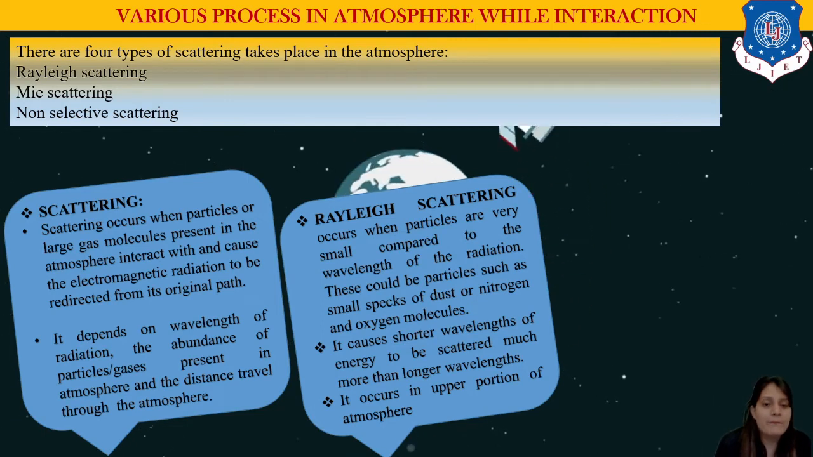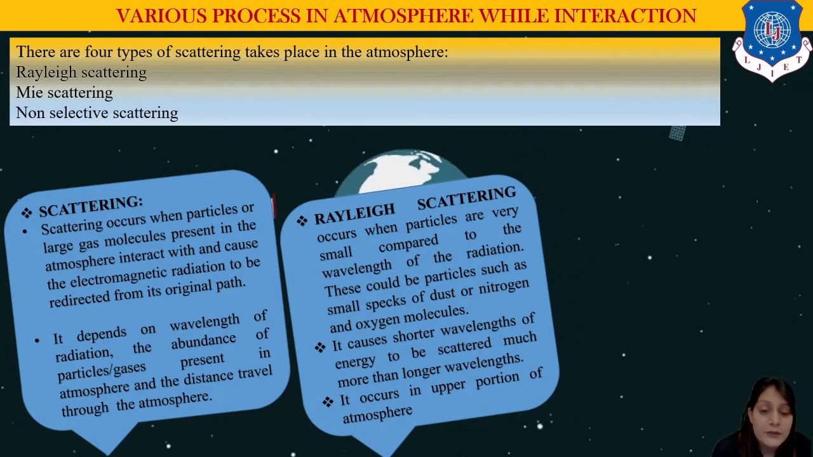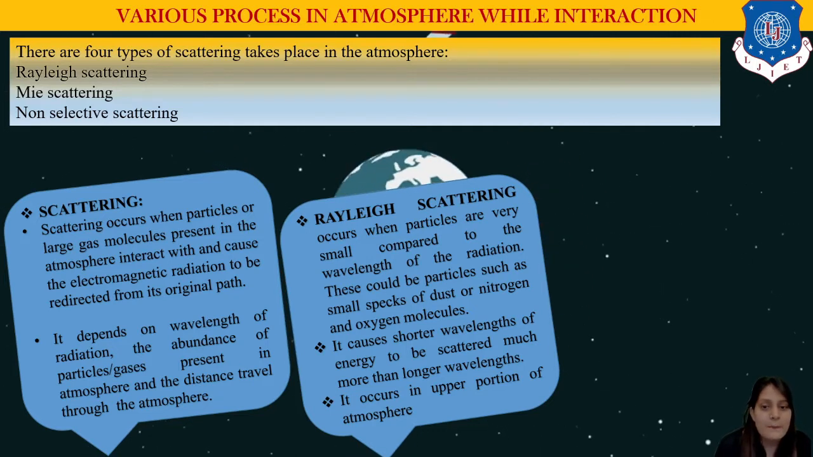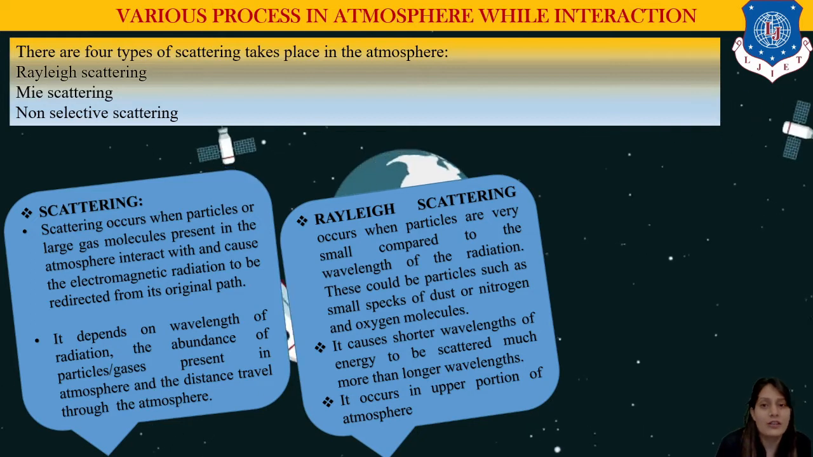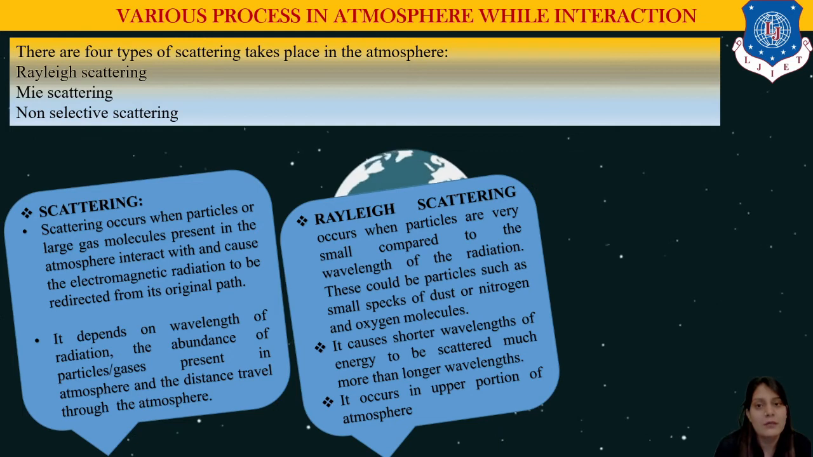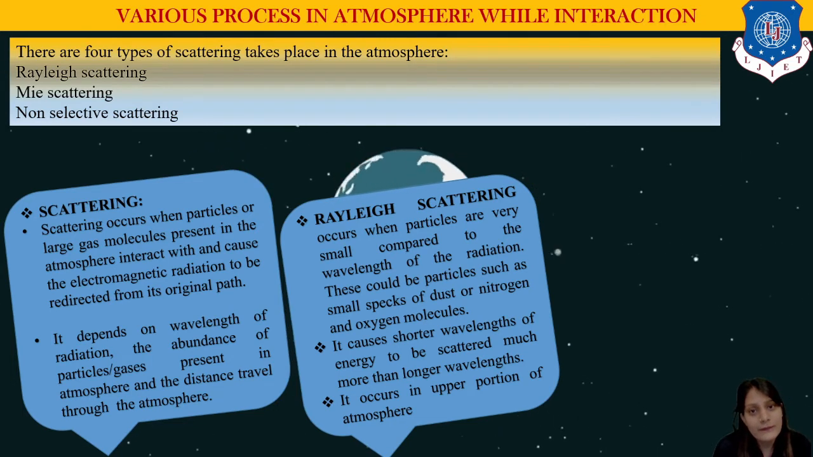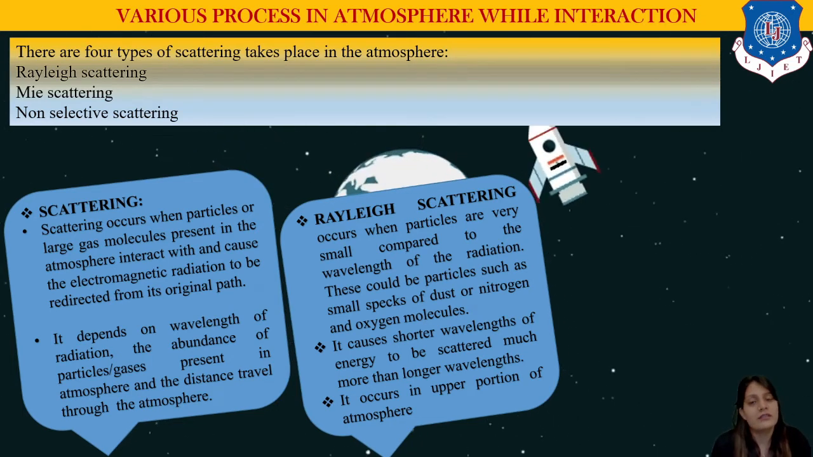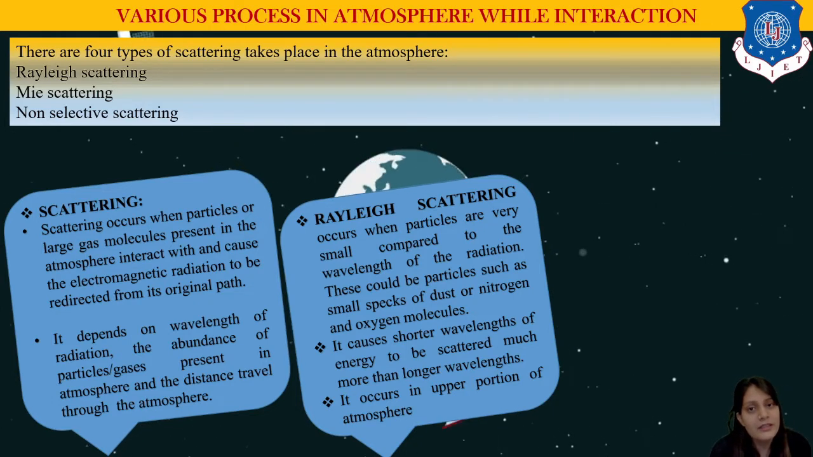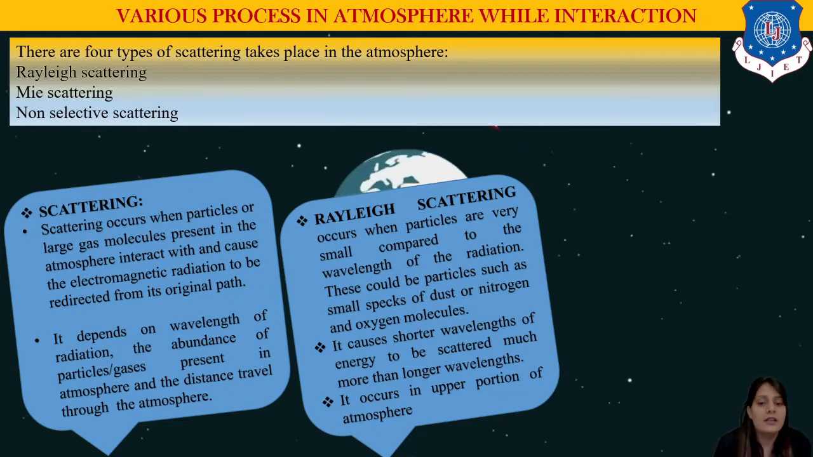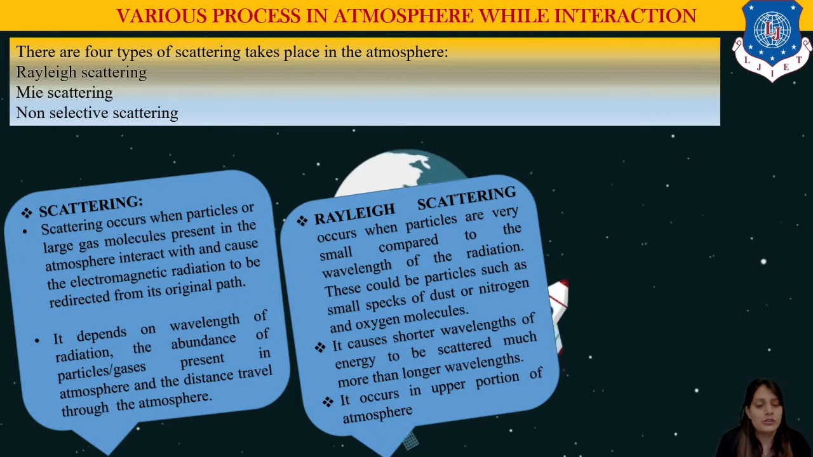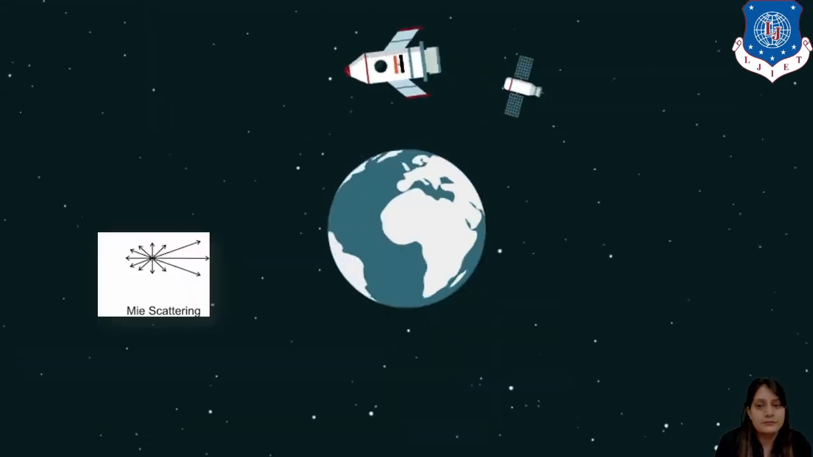This could be particles such as small specks of dust, nitrogen, or oxygen molecules, right? So it is very small compared to the wavelength of radiation. It causes shorter wavelengths of energy to be scattered much more than longer ones, right? So in electromagnetic radiation, when we have a shorter wavelength, it will be scattered more. It occurs in the upper portion of the atmosphere.